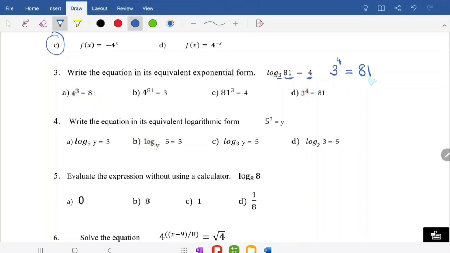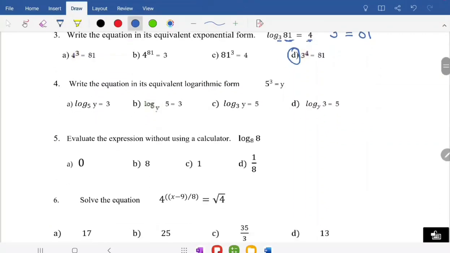All right. So let's look for the correct choice here. It's going to be 3 to the power 4 equals 81. So D is the correct solution. Let's look at number 4 now.